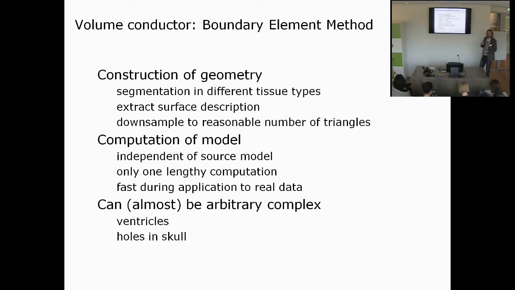If you're doing your anatomical processing with sufficient detail, then you can make your boundary model almost arbitrarily complex. So you can also include ventricles in your boundary element model, and you can also include holes in the skull. But it's relatively uncommon, and it's relatively challenging to make the anatomical models so detailed. So that's why most people using the boundary element model restrict themselves to 3 or 4 compartments.